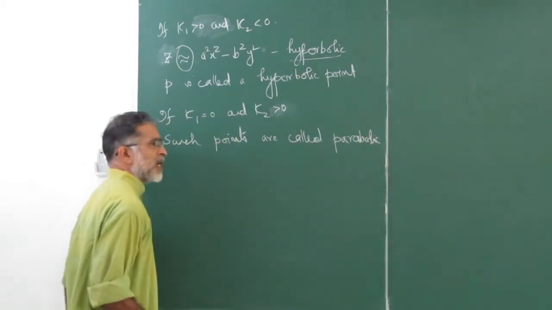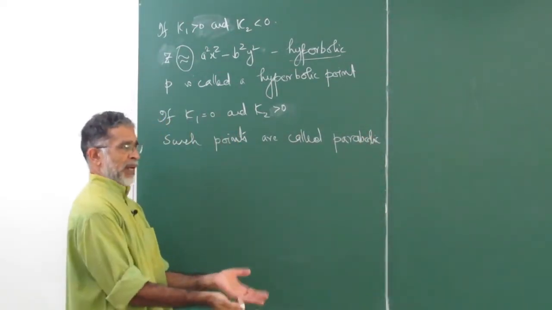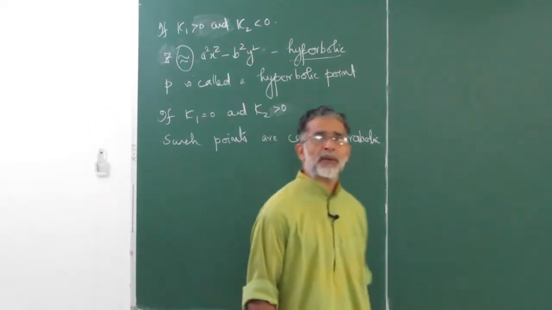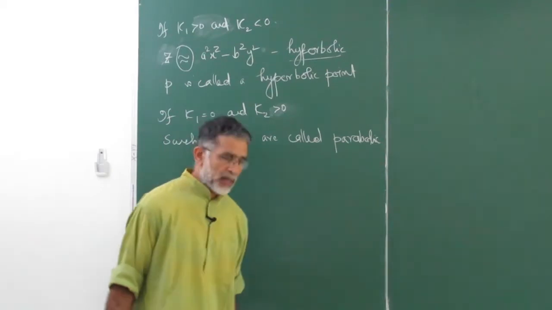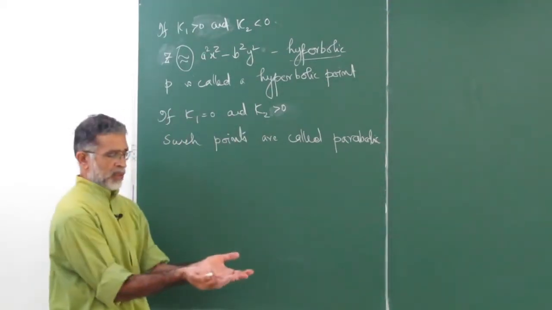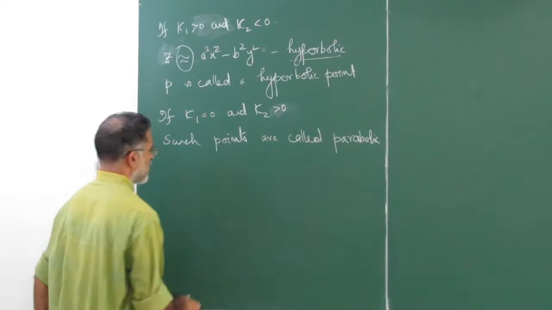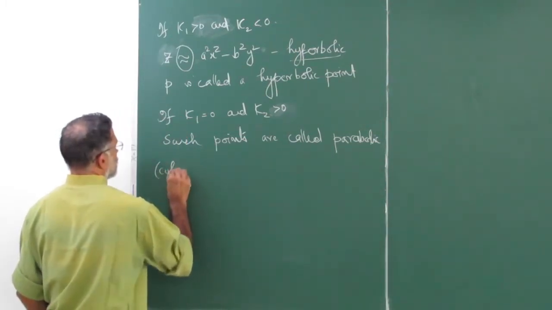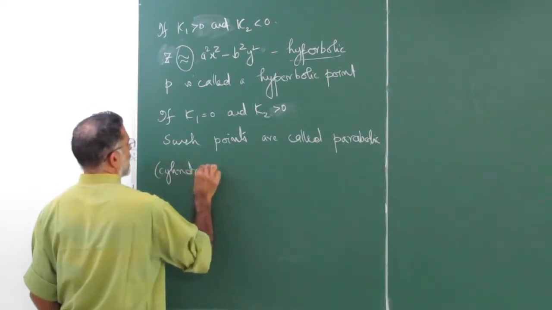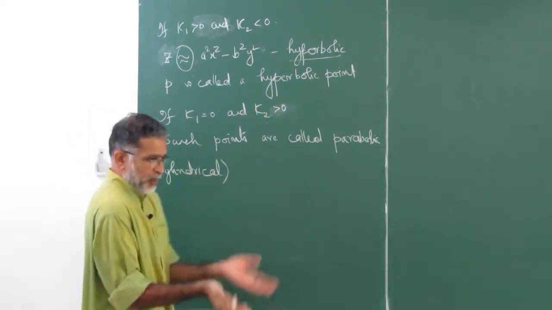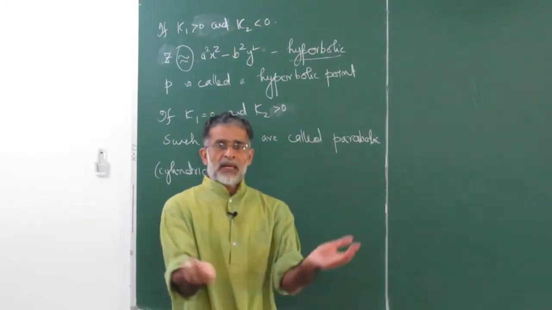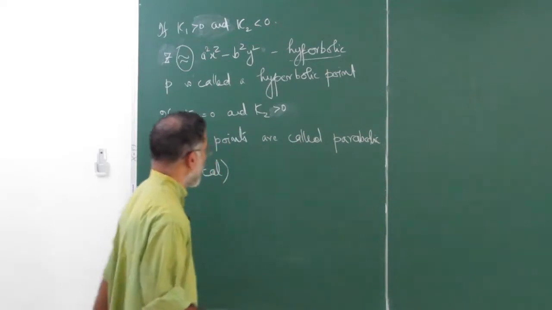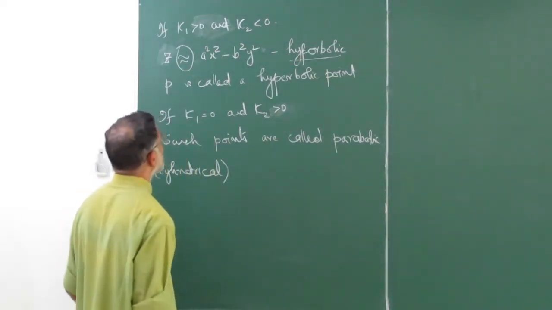So parabolic points are typically paraboloid-like, or cylinder. Cylinder is one example of a paraboloid. So it will be a curve like this, cylindrical. I say cylindrical because it may not be circular. It is like a cylinder of a parabola, very locally. That's the thing. But if both are 0, we can't say anything.